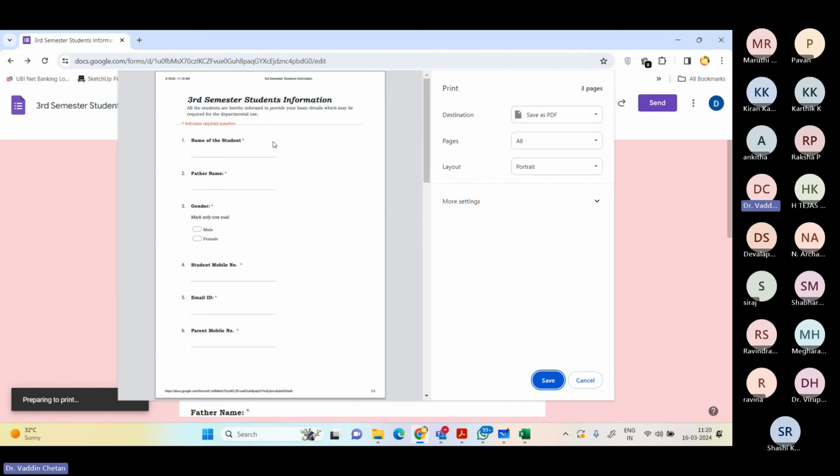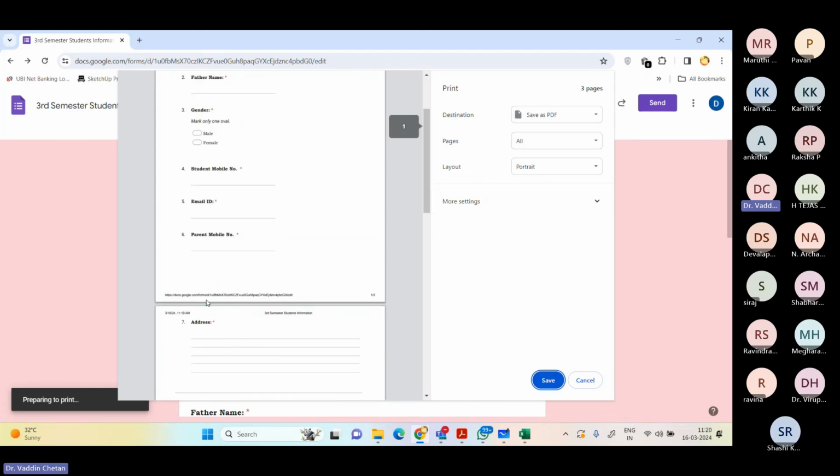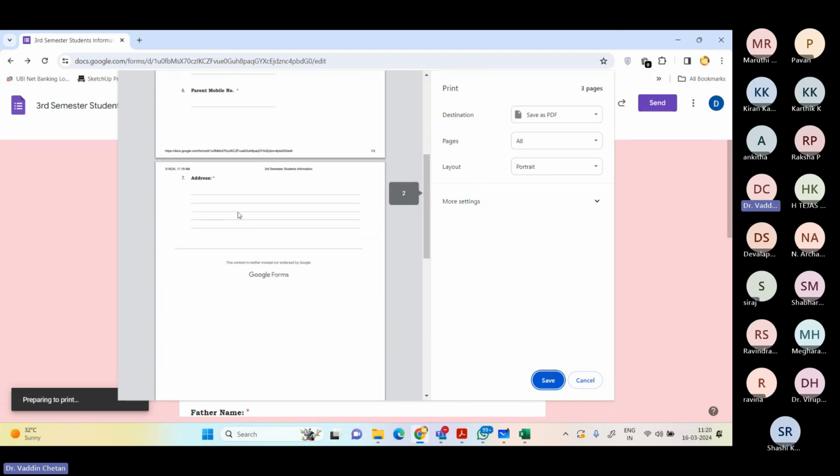You can see the name of the student. The student will fill in father name. He will mark male or female. He will give number, email ID, parent number, and he will write the address. For the address, automatically a Google form will be created.